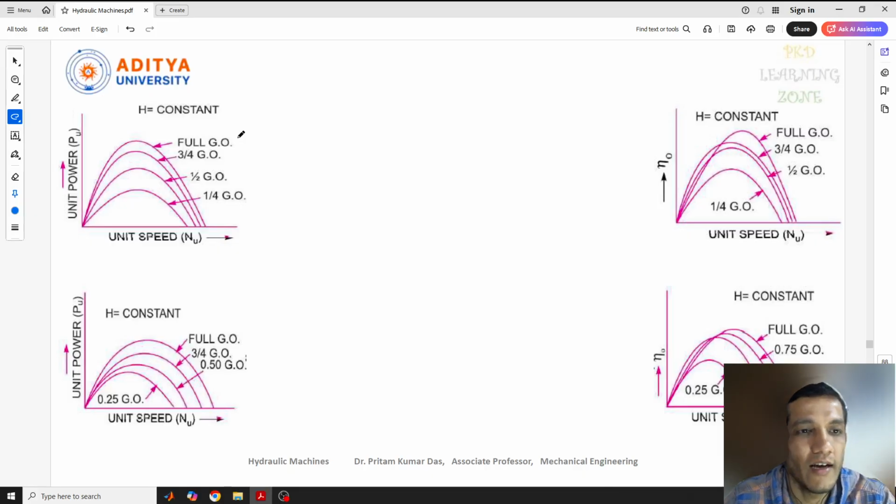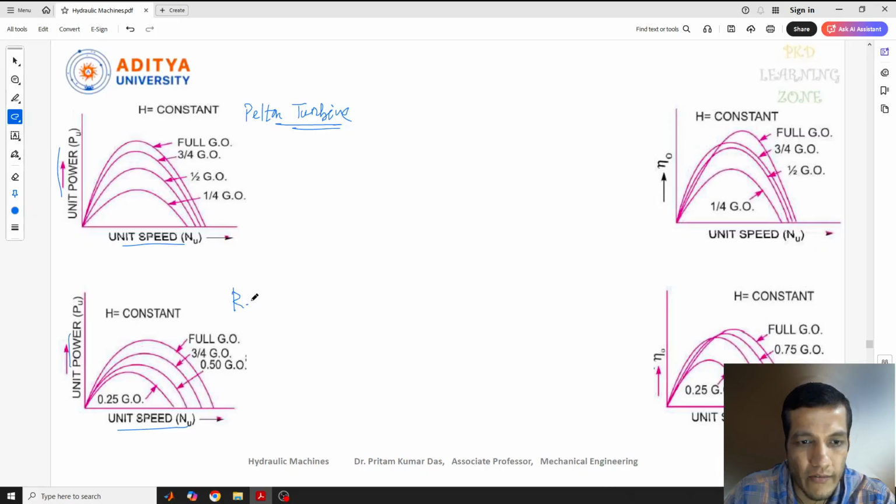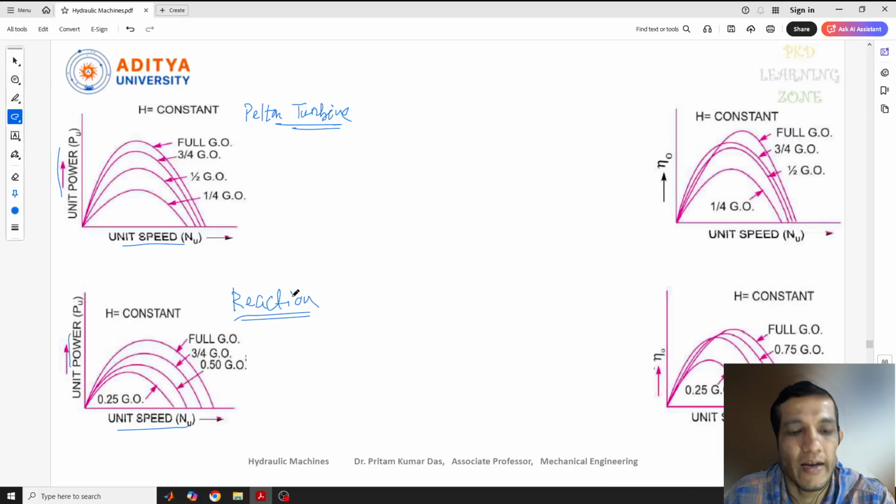First, the head is constant for these characteristic curves, and with the head constant, this is the diagram for unit speed with respect to unit power. Here also, unit speed with respect to unit power. This one I have taken for the Pelton turbine, which is also called an impulse turbine, and this one I have taken for the reaction turbine. In the reaction turbine, as I told you, there are two types: one is Kaplan and another is Francis.